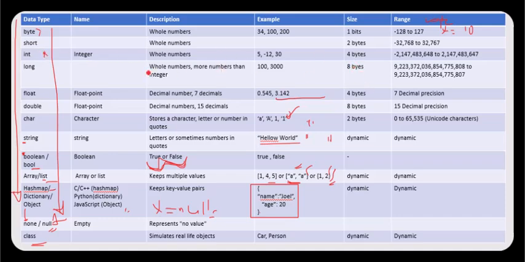Both integers. Where this one ends, this one has a bigger range. Where the float ends, the double has a bigger range. Where the character ends, the string has a bigger range. Then you have a boolean, you have a list, you have a dictionary, you have a null, you have a class. So you must acquaint yourself with these words and also their sizes. So this is what you need to know about data types.